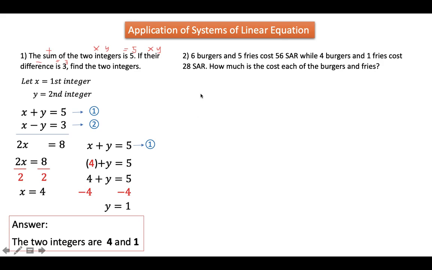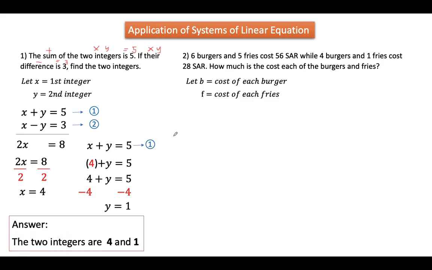For the given number 2, 6 burgers and 5 fries cost 56 reals, while 4 burgers and 1 fries cost 28 reals. How much is the cost of each burger and fries? So first, we're going to let B be the cost of each burger. Let us use the variable f to represent the cost of each fries.